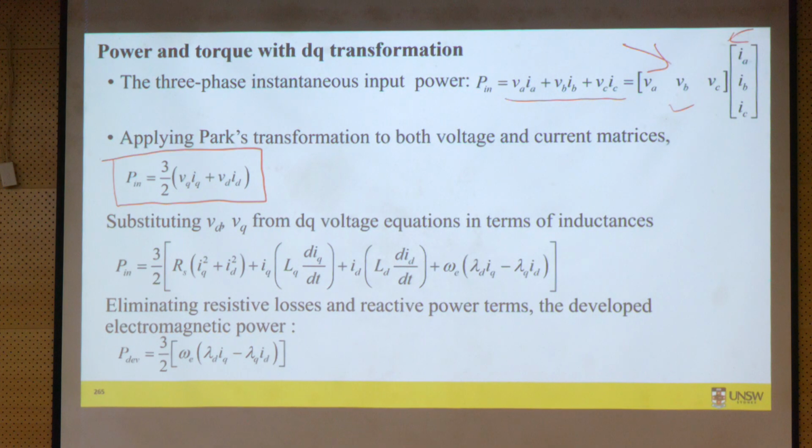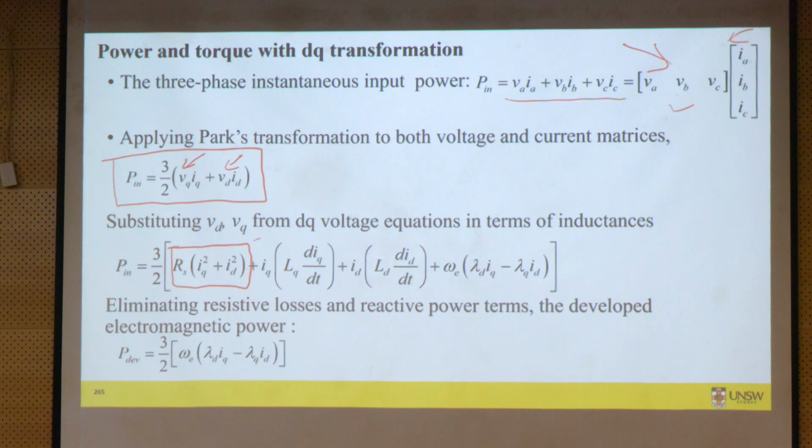we will get the total power to the machine in terms of VD and VQ voltage, okay? And if we now substitute the VQ and VD in terms of the inductances and the resistances as we have previously, if we substitute them in this power equation, we get three distinct terms, okay? The first term here relates to the resistive loss, right? I squared R. So it's the resistive loss.